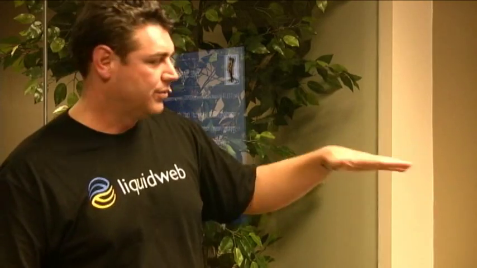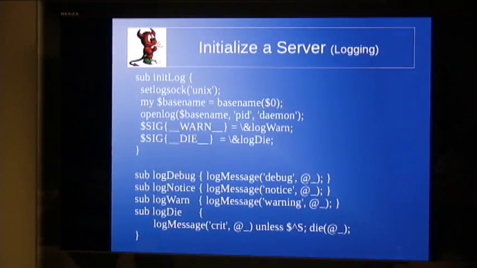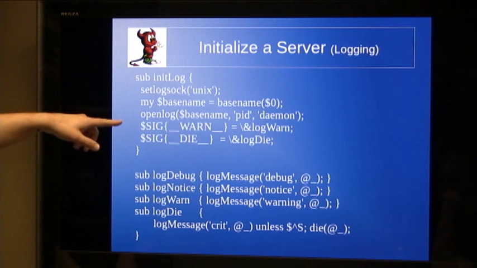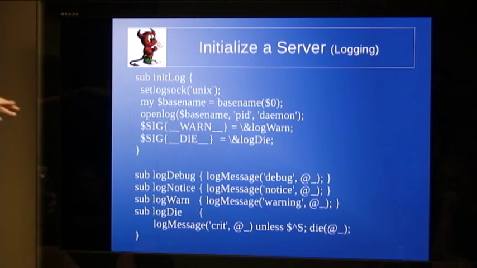But since basically we're running locally, we want to send to the local one. We just say unix. Okay, so this is basically the initlog code. First we call the setlogsock with unix, saying it's going to be local. Basename comes from a module called File::Basename, and all it does is it takes from $0, which is the program name.